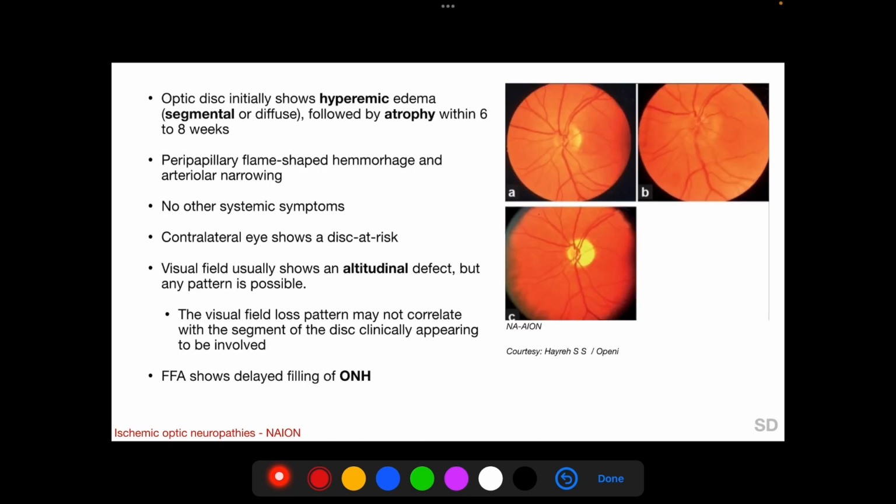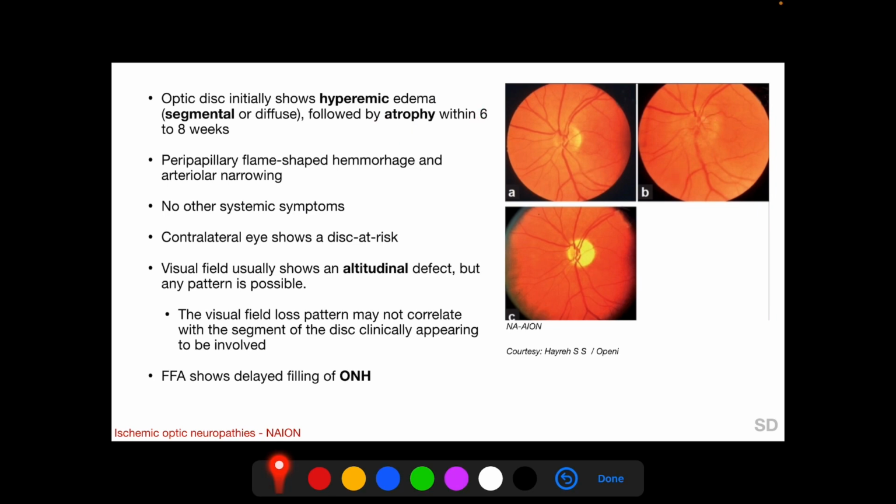RAPD is found, and the optic disc initially shows hyperemic edema, which may be segmental or diffuse. So this picture shows a diffuse hyperemic optic disc edema. Hyperemic edema is in contrast to the chalky white disc edema which we find in giant cell arteritis at presentation. So in non-arteritic ischemic optic neuropathy, the hyperemic edema which happens at presentation is followed by optic disc atrophy within 6 to 8 weeks.